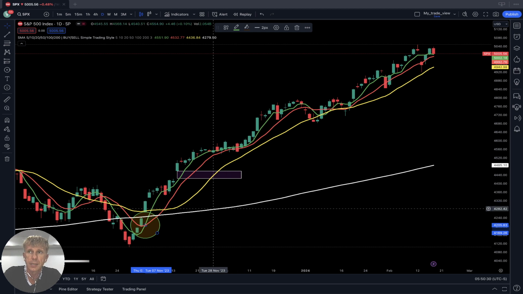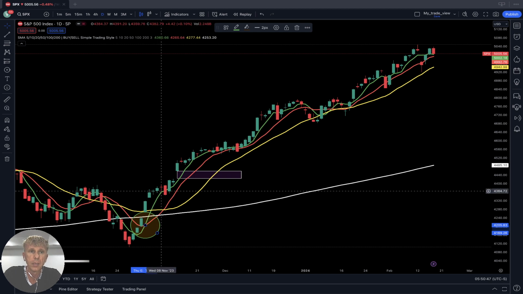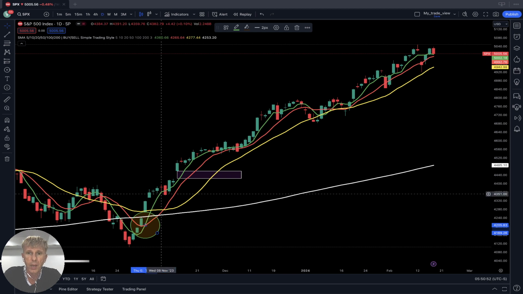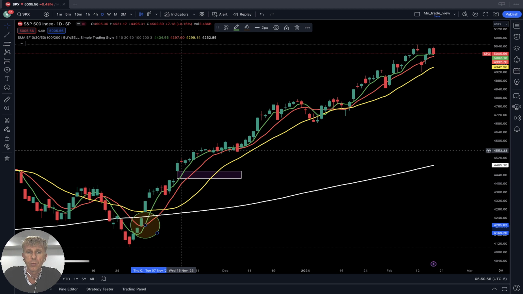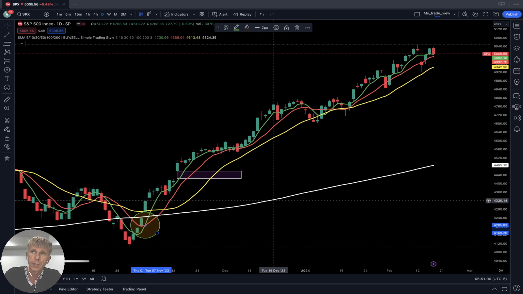The white line is SMA 200 in my case. The yellow line is SMA 20. The red line is SMA 10. In this case, it's 10 days. And the green line is 5 days. It creates 1 bar every day, and the 5 moving average is 5 days, right? It tells you about the 5 days, 10 days, 20 days, and 200 days direction.